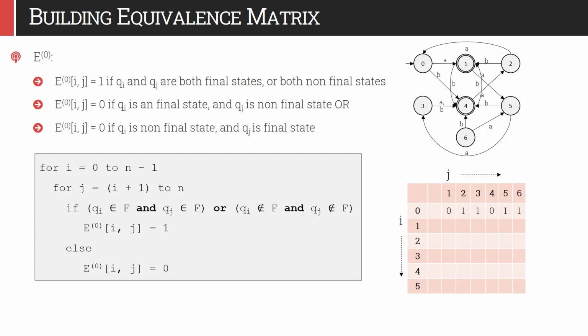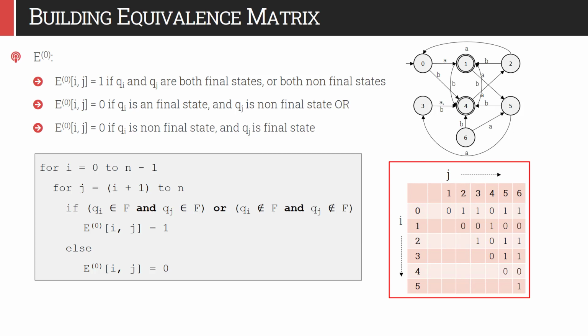In the same way, we now evaluate the 1, 2, 1, 3, 1, 4, 1, 5 and 1, 6 pairs. Only 1 and 4 are both final states, so that particular entry will be 1. In all remaining cases 1 is final, but 2, 3, 5 and 6 are non-final, so we set them as 0. In a similar way, we compute the pair 2, 3, both in the same category, so we set 1. Then 2, 4 are different, so we put 0. Then 2, 5 and 2, 6 are in the same group, so we set it as 1. In the same way we construct the rest. So this is the initial equivalence matrix.